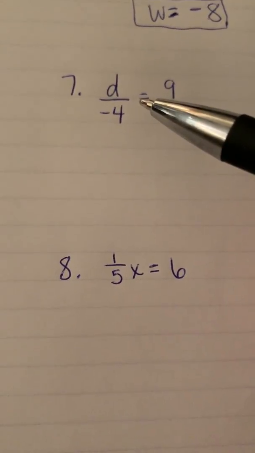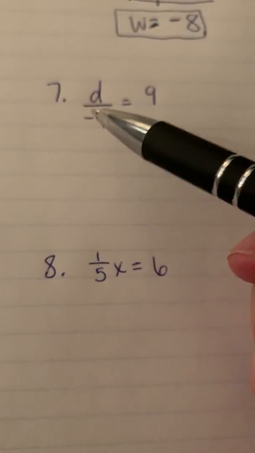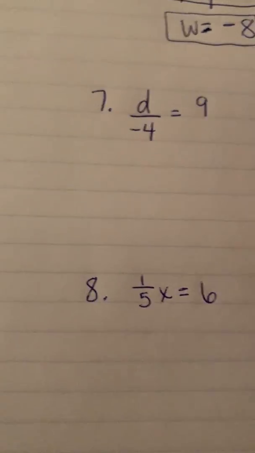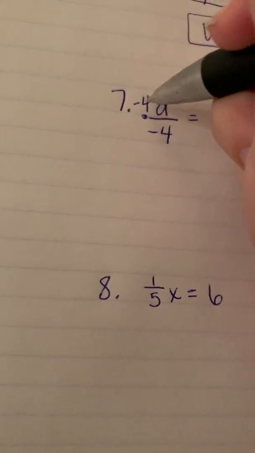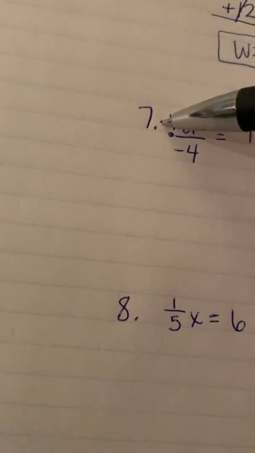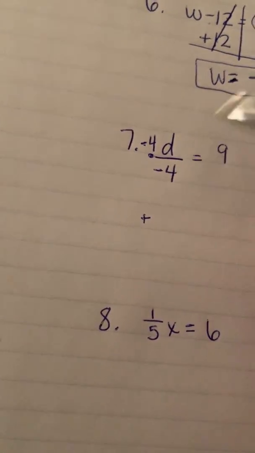Number 7 is pretty similar to number 4 over here. It just has a negative sign. So we have to be really careful when we do this that we're also multiplying by a -4, because a negative times a negative is a positive, and we want a positive answer.